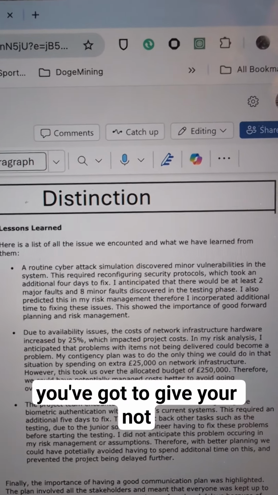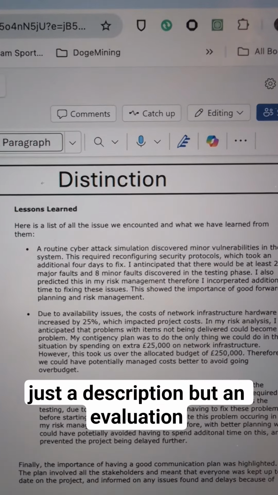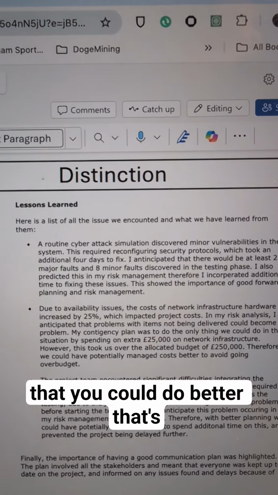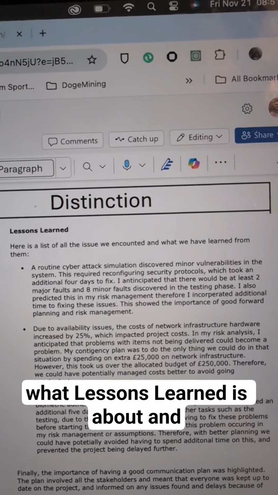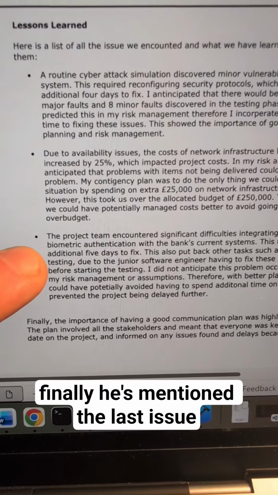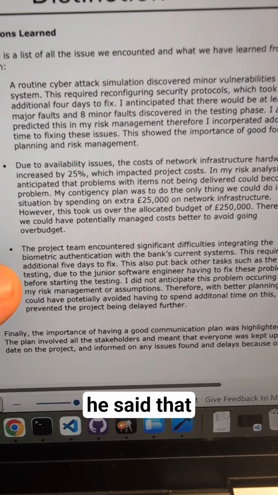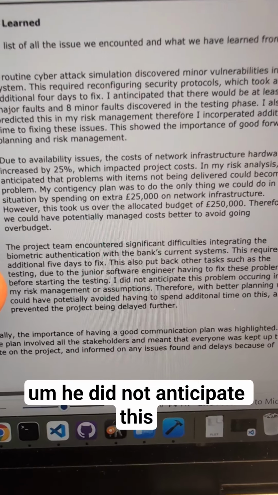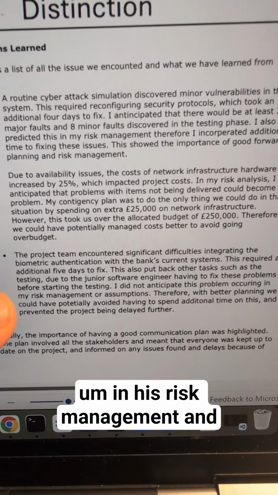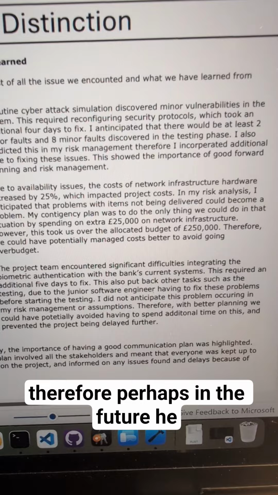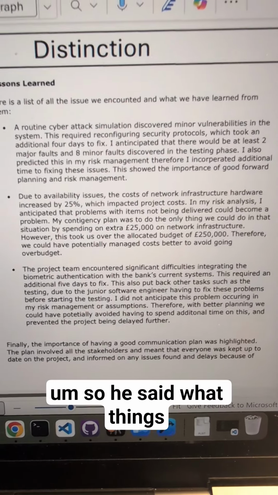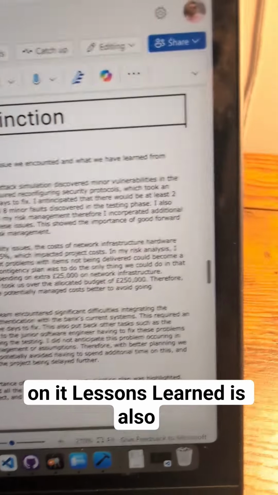So you've got to give not just a description, but an evaluation of what things you've learned and that you could do better. That's what lessons learned is about. And finally, he's mentioned the last issue. He said that he did not anticipate this biometric authentication problem in his risk management, and therefore perhaps in the future he could predict a risk like that. So he said what things he could do better to improve on it.